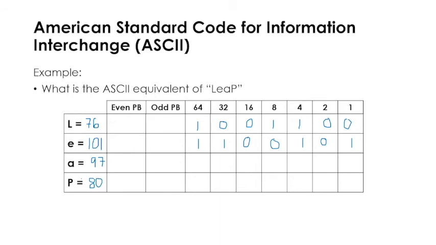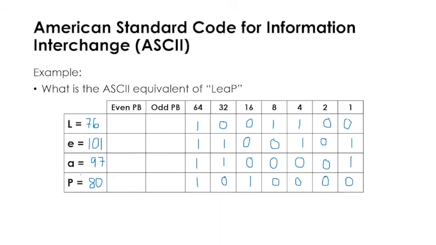Next we have letter A, and its ASCII code is 97. Then its equivalent will be 1, 1, 0, 0, 0, 0, 1. And lastly, for the capital letter P, we have 80, and it will be equal to 1, 0, 1, 0, 0, 0, 0. And now we have the 7-bit ASCII code for the word.